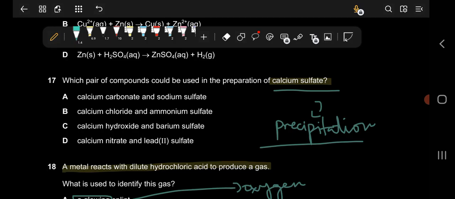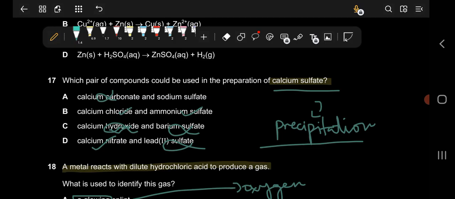For precipitation, we have to take two soluble reactants and the product formed is insoluble. So both reactants over here need to be soluble. Calcium carbonate cannot be taken because it's insoluble. Calcium chloride is soluble. Ammonium sulfate is soluble. Calcium hydroxide is insoluble, and barium sulfate is also insoluble. Calcium nitrate is soluble, but lead sulfate is again insoluble.